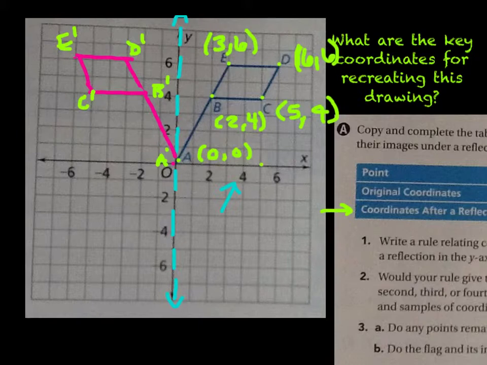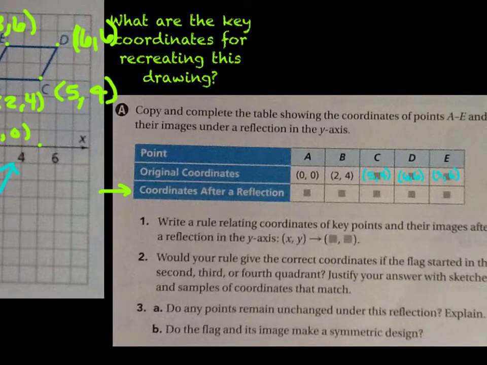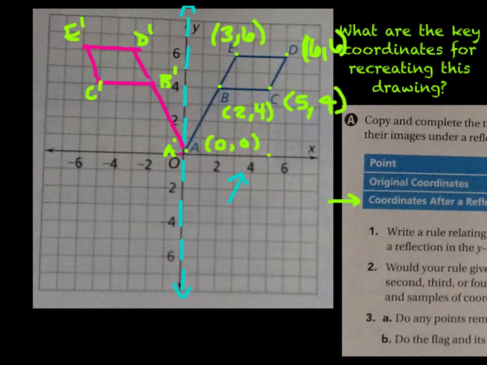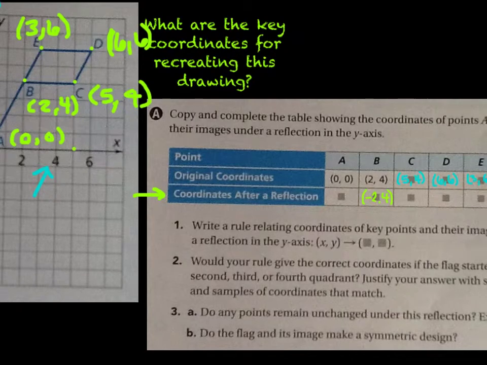So looking at this, we're going to start to fill in those points. B prime is not 2, 4, it's at negative 2, 4. So we're going to write that in. C prime is at negative 5, 4. So we're going to add that in. It's at negative 5, 4.